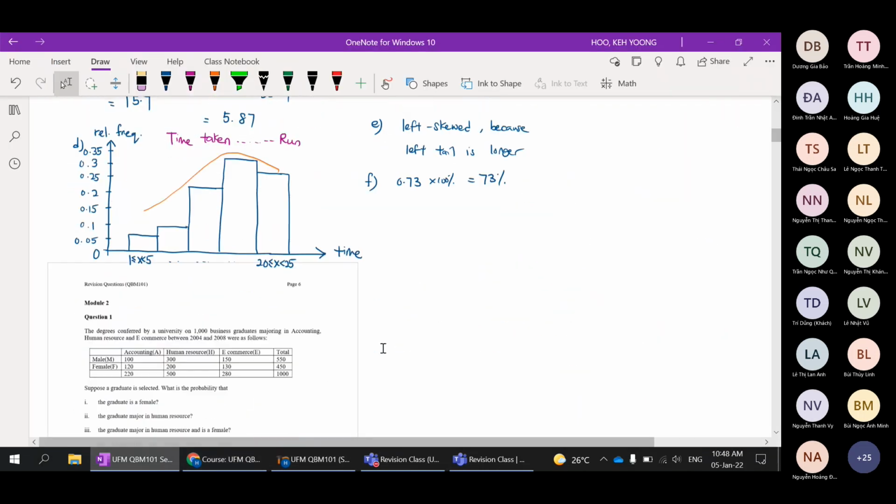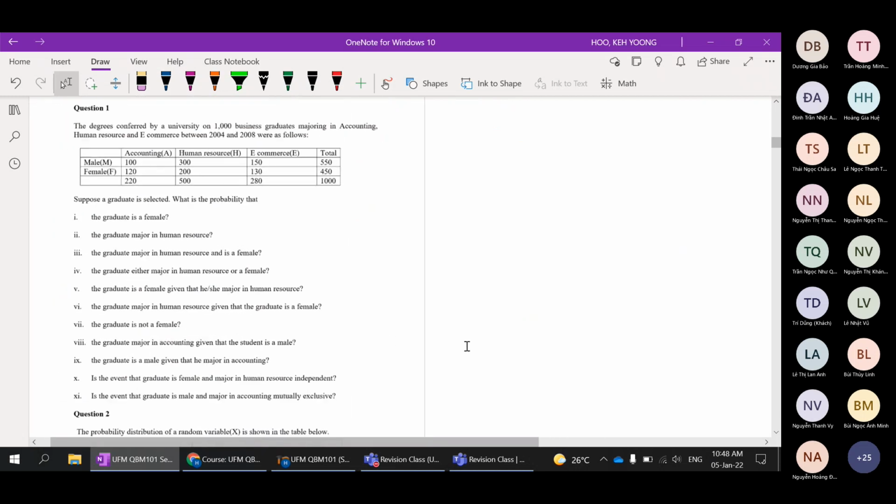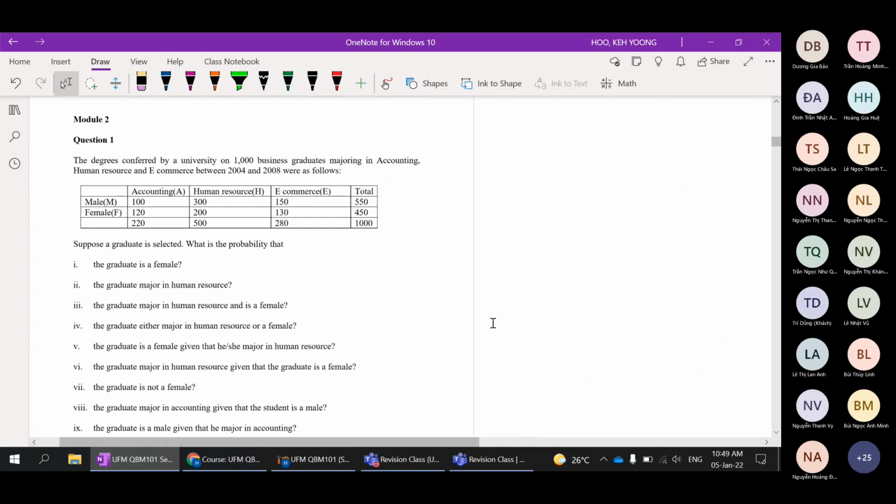No questions? Let's move on to module 2. Module 2 talks about probability. We have discrete probability, and then discrete probability distributions, where we have the binomial and the Poisson distributions. And then in chapter 6, we have the normal distributions. Normal distributions is a continuous distribution. So we have discrete and continuous distributions here.